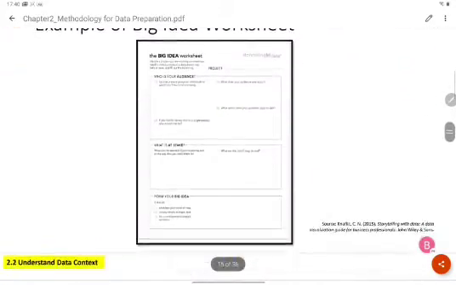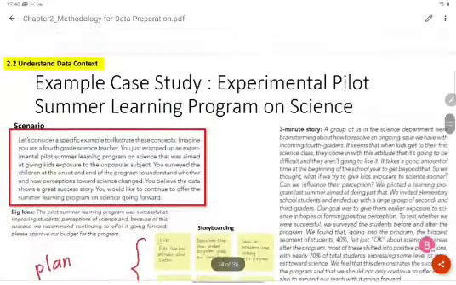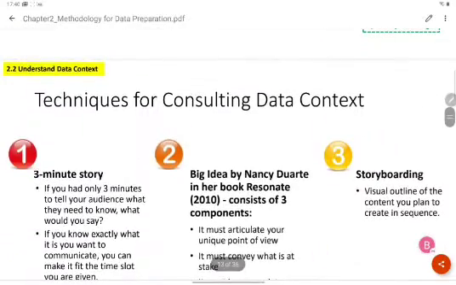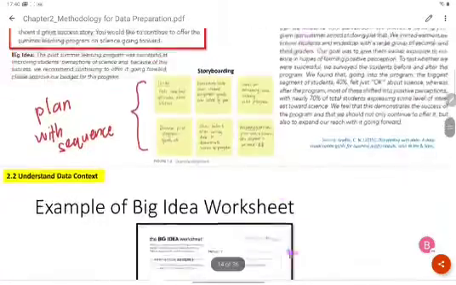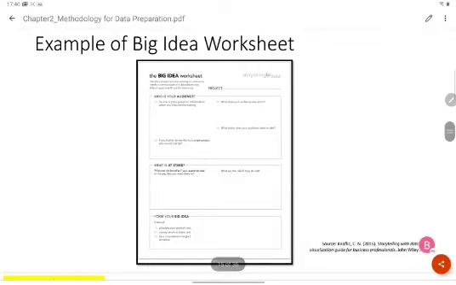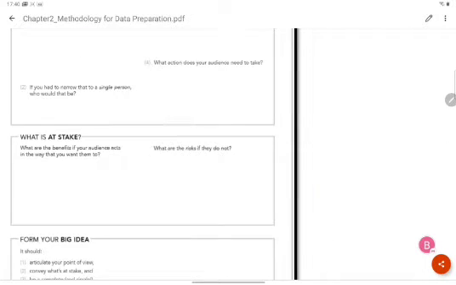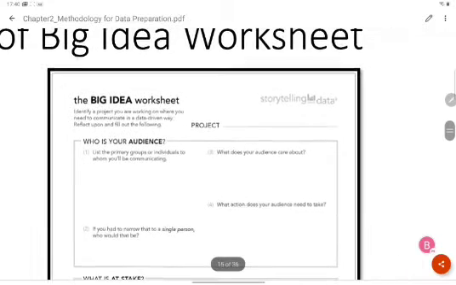So that is the technique of consulting data context. And then this is an example of the big idea worksheet. Okay, zoom here, and then who is your audience? So list the primary group of all individuals to whom you will be communicating. If you had to narrow that to a single person, who would that be? Okay, what does your audience care about, and what action does your audience need to take?